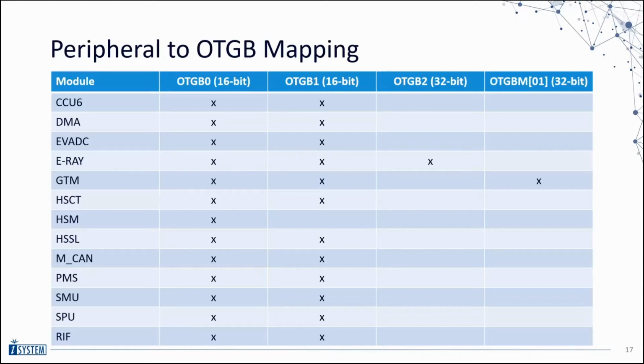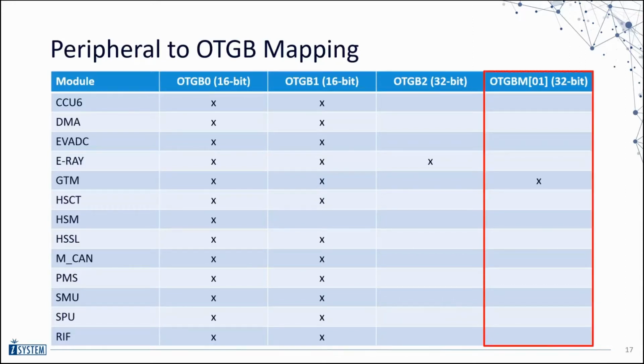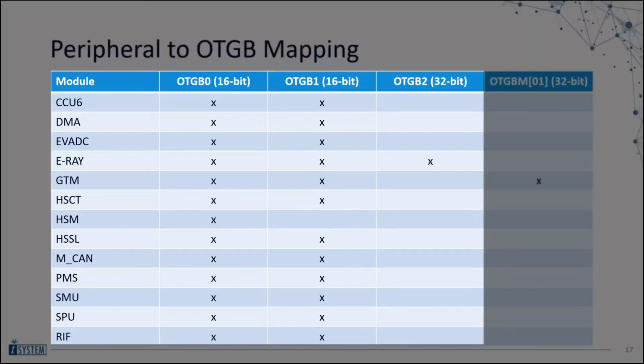Now, there are two 64-bit OTGB buses. The first one consists of 3 sub-buses, OTGB 0, 1, and 2. 0 and 1 have 16 bits, and we can overlay trigger sets from almost all peripherals onto them. OTGB 2 has 32 bits, and only supports the E-Ray's trigger set. E-Ray is the FlexRay protocol controller, and we will not further talk about it in this webinar.